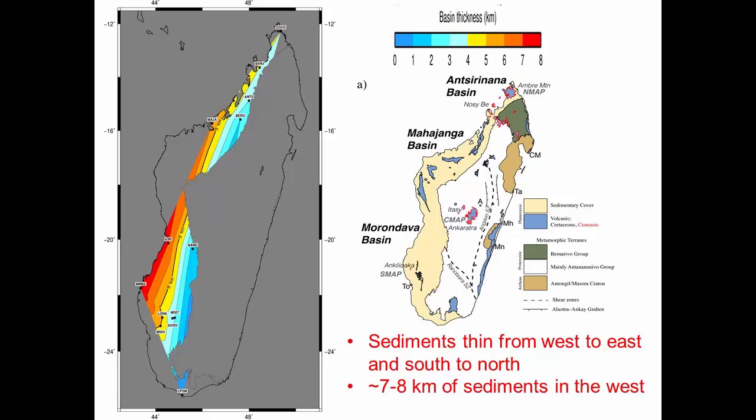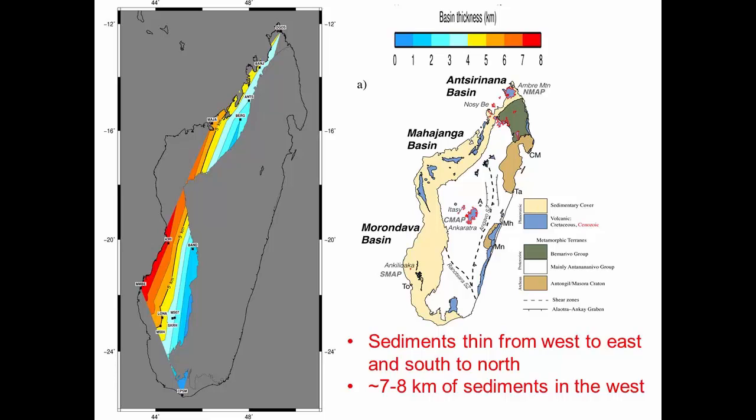So what we find is that where we have stations, the thickest sediment is over here along the coast, the western side, and it's up to 8 kilometers thick, and the sedimentary section thins more or less uniformly towards the east, towards the Precambrian basement. So west to east thinning.